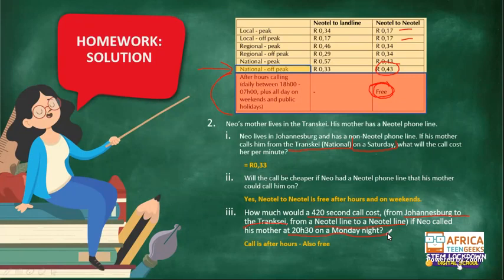And again, up here, we know our after-hour calling is between 6 p.m. and 8 p.m. So if they phone NeoTel to NeoTel, the call is after hours and it will also be for free. Okay, does everybody understand that? Can I move on to the next one?